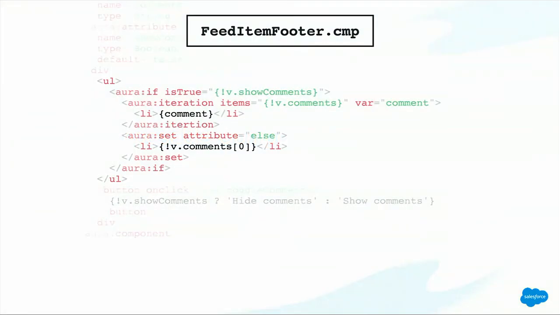So diving back into our feed item footer, we have this unordered list, which we showed before, which has the logic for how many comments to show. So we're going to take this unordered list, and we're going to turn it into a component. And we're going to call it image comments.